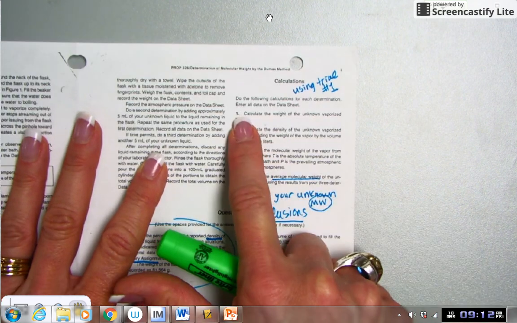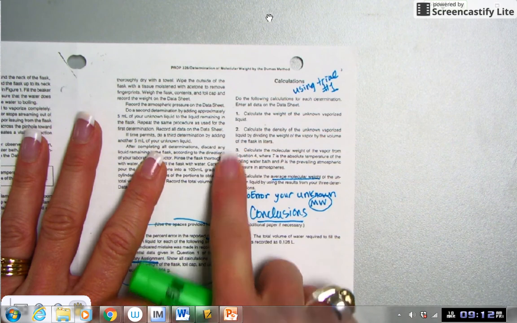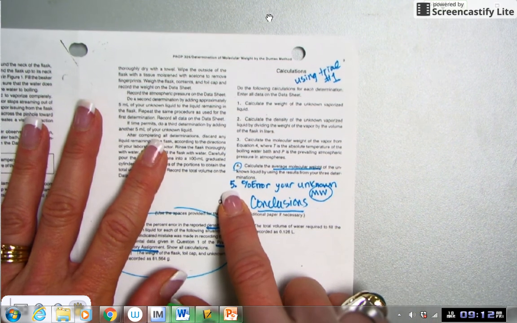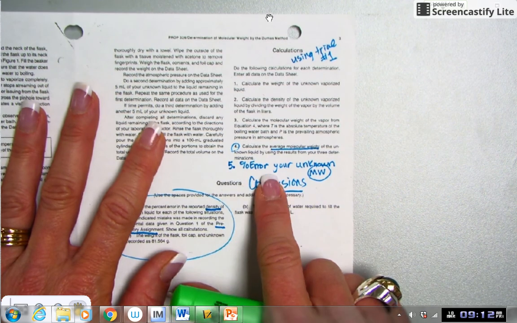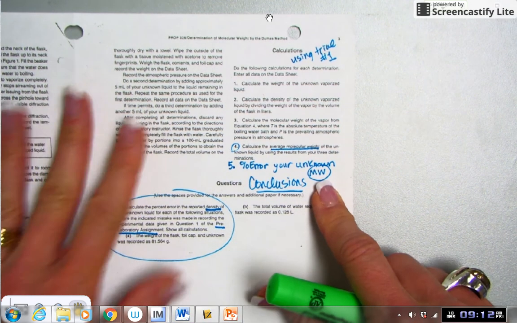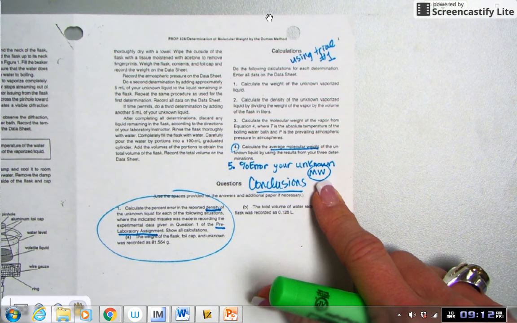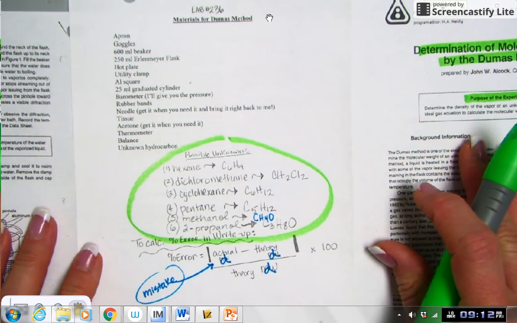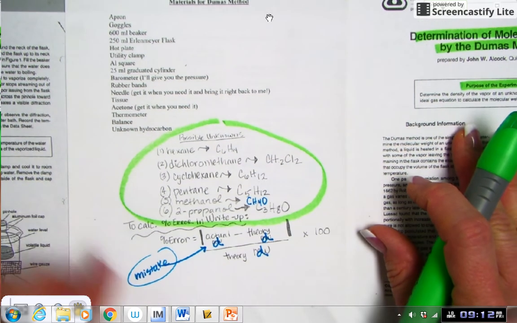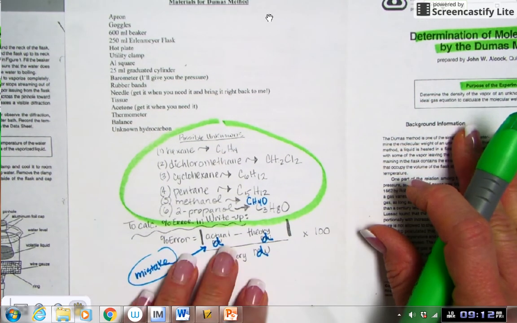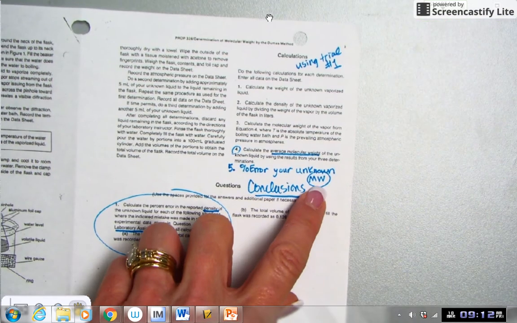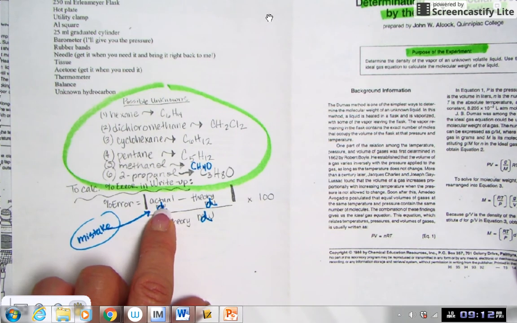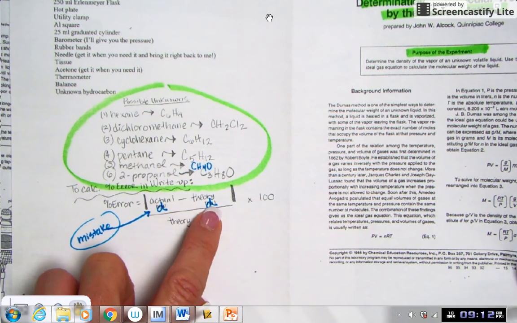And I want you to do calculations here for 1, 2, 3, 4, where you do the average molecular weight. And then I want you to add a 5th one. I want you to do your percent error for your unknown molecular weight. Now, the formula for percent error is what's on the very first page of the lab. And for this part, since I want you to do the percent error for your molecular weight, you're going to take your actual molecular weight minus the theoretical molecular weight.